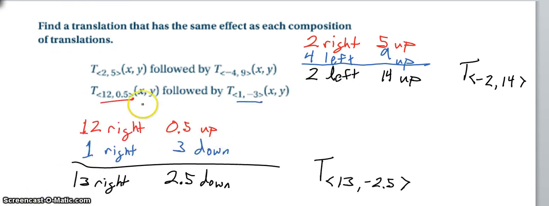So when I combine these 2 translations, I have a translation 12 right and 0.5 up, a translation 1 right and 3 down. So I combine these, that actually gives me a net vertical translation of 2.5 down. I have a net horizontal translation of 13 to the right. So then I write my translation rule out here, and I say that is going to be the translation affecting x and y.